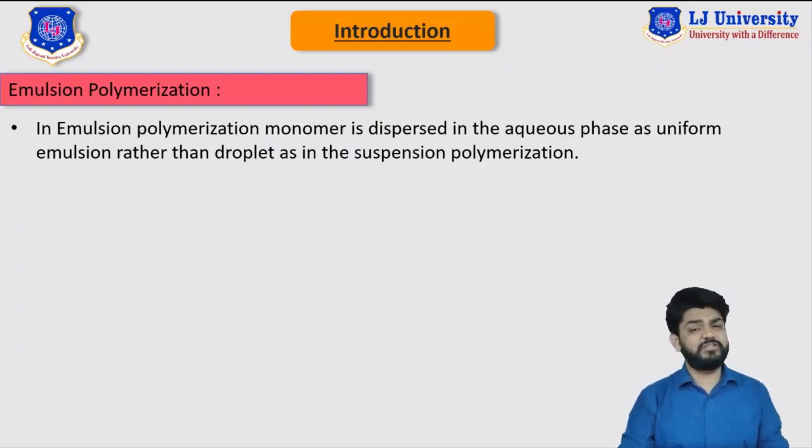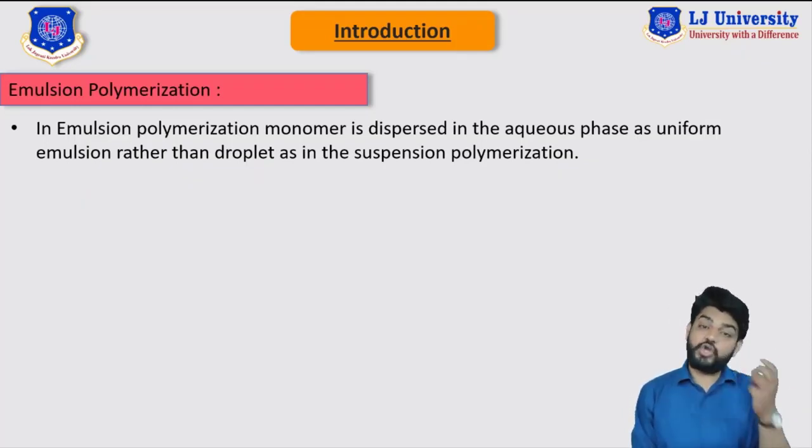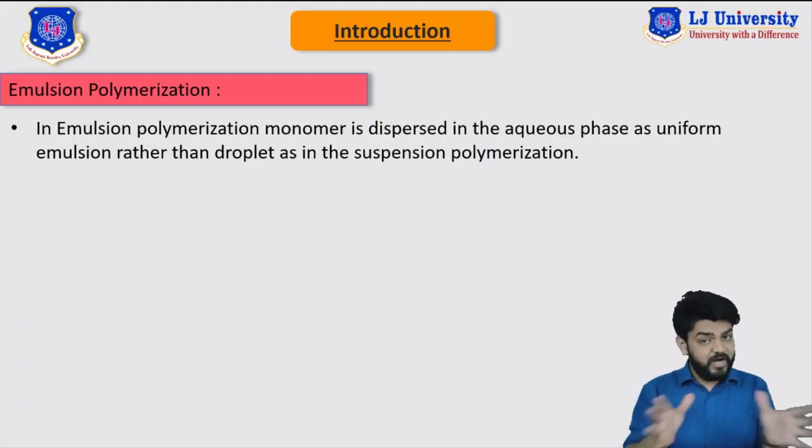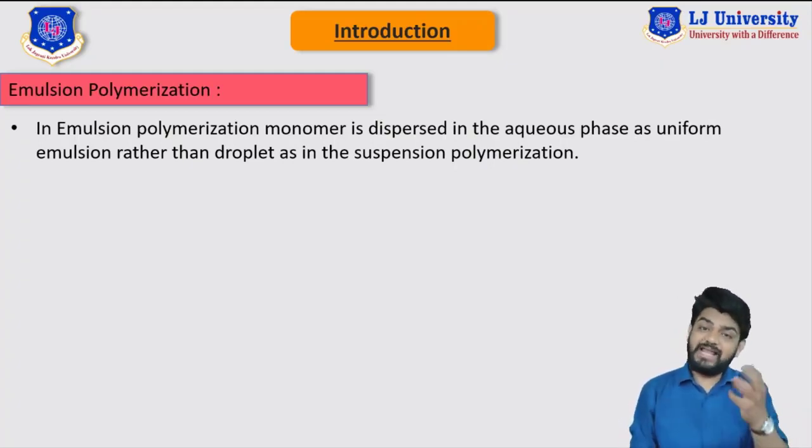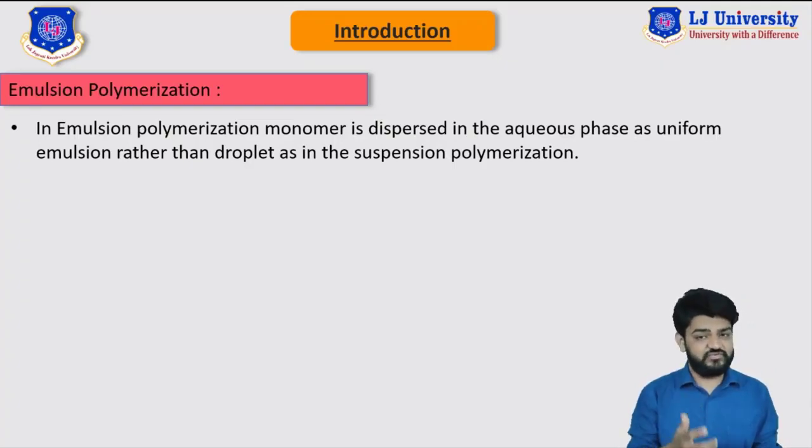You can see here on the screen that in emulsion polymerization, monomer is dispersed in the aqueous phase as a uniform emulsion rather than the droplets we are used to in suspension polymerization. So in suspension polymerization, we were creating droplets of the monomer. But here in emulsion polymerization, we are going to disperse our monomer and create one emulsion. I will explain this emulsion with the image as well.